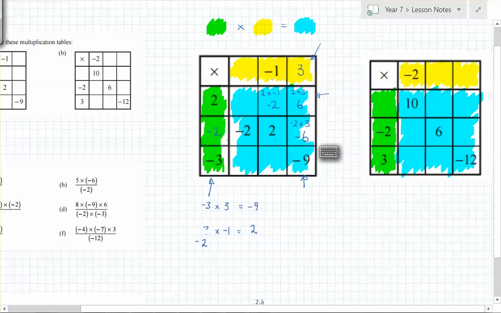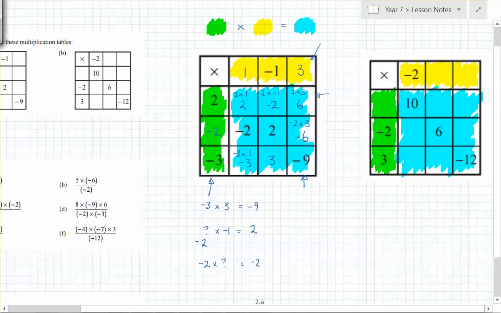I've got other ones to do now. So -2 times something makes -2. So -2 times what makes -2? Well, it has to be a 1, doesn't it? So it has to be a 1 because it's the same. So that makes this column really easy now. 2 times 1 makes 2. -3 times 1 makes -3. One box to fill in. That's 3. -3 times -1 is +3.